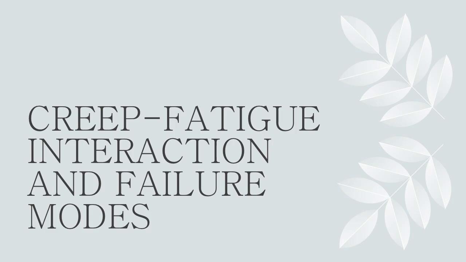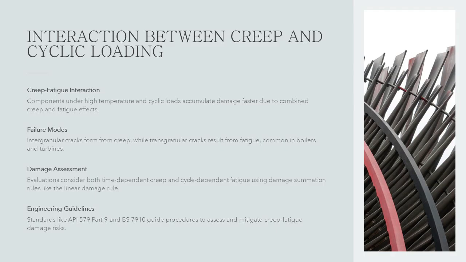Interaction between creep and cyclic loading. Creep fatigue interaction occurs when components experience both sustained high-temperature stress and cyclic loading, such as during startup and shutdown operations. This combination accelerates damage accumulation because creep deformation weakens the material, making it more susceptible to fatigue crack initiation. Failure modes include intergranular cracking due to creep and transgranular cracking from fatigue, often observed in boiler headers and turbine components.